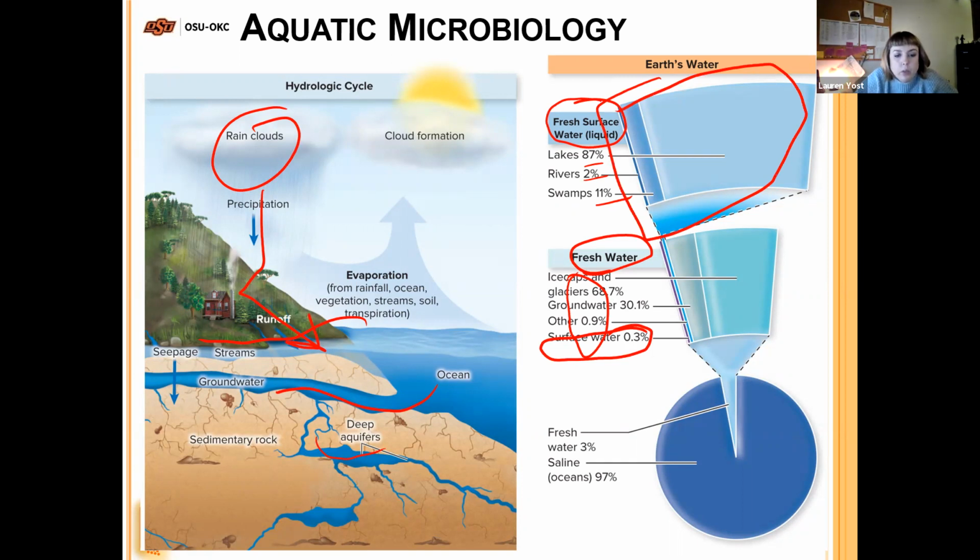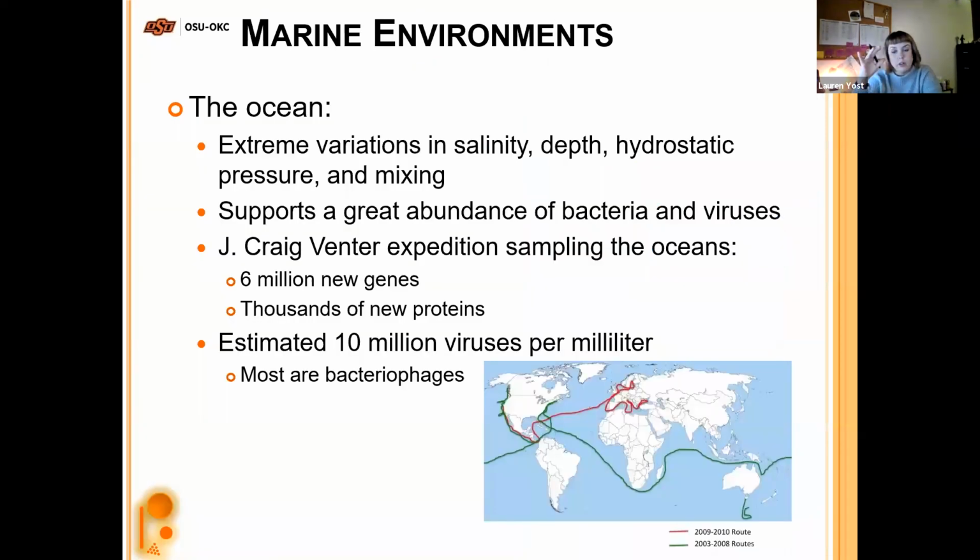Sorry. So we start down here. We have all the water, saline oceans, 97% of it. And then 3% is fresh altogether. Then 0.3% of that entire fresh is the fresh surface water, the lakes, the rivers, and swamps. Okay. So trying to break it down. I should have started at the bottom. My bad. My marine environment's going on.